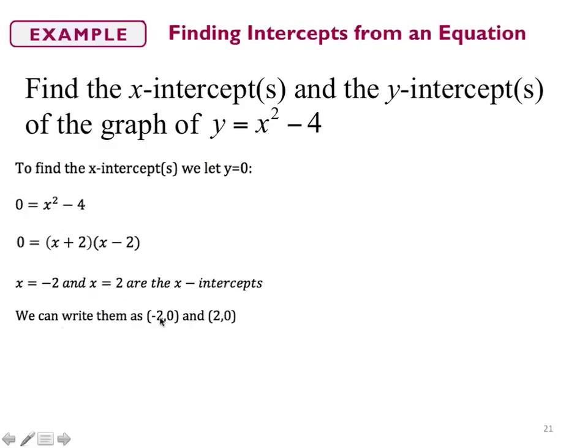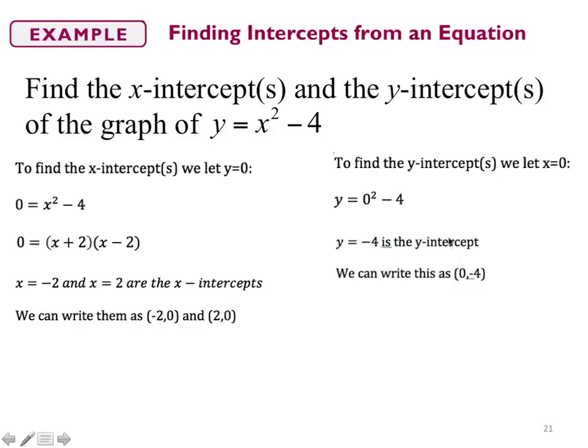So when x is -2, y is 0. So you write it like this, (-2, 0). And then when x is 2, y is also 0. So you have (2, 0) as an additional point. Now to find the y-intercepts, we just let x equal 0. So I plug 0 in anywhere I see an x in my original equation. And I just get y equals -4. That's going to be our y-intercept. So if I want to write this, I actually write (0, -4).